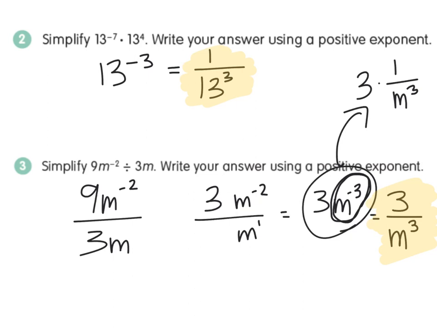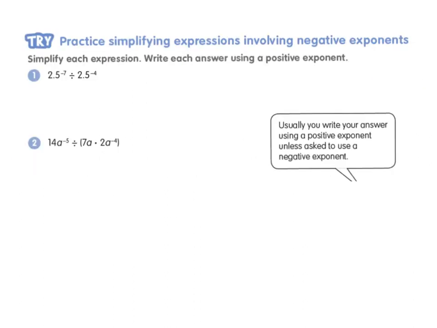All right, I have 2 problems for you guys to try on your own. Here they are. Go ahead and pause the video and try to simplify these 2 problems here. Notice it just says simplify, it does not say evaluate. Therefore, we're not going to get a final answer like 362. That's only when it says evaluate. Because it says simplify, just leave your answer using an exponent.